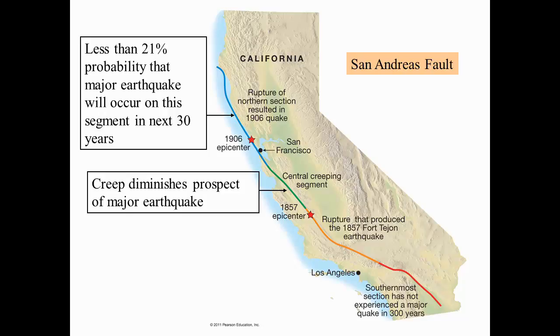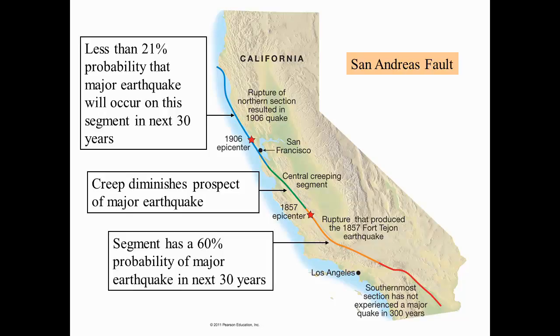And so fault creep diminishes the prospect of a major earthquake because of the frequent slippage that's occurring. And as a result, there's not a whole lot of strain energy building up before it's released by an earthquake. Further south in that orange segment, that segment was affected by the 1857 rupture that produced the Fort Tejon earthquake. That orange segment has a 60% probability of a major earthquake within the next 30 years.